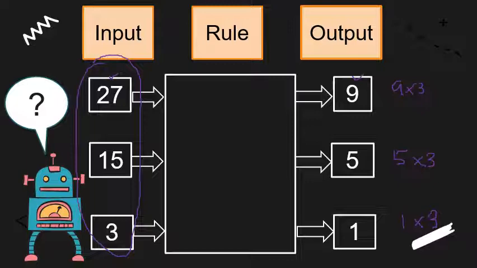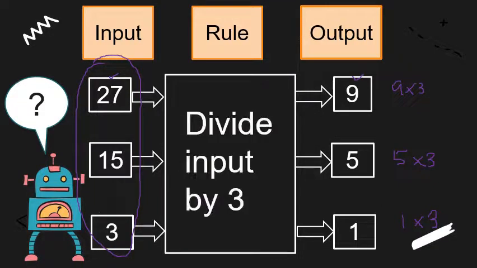So it's going to be the opposite. So my rule, same with 15 and 5, is going to be divide the input by 3, and that will give me my output. So for example, if my input number was 1, my output would be 1/3. Or if my input number was 30, my output number would be 10.